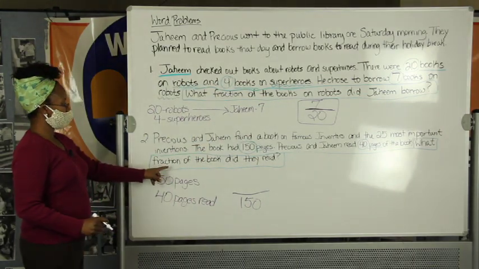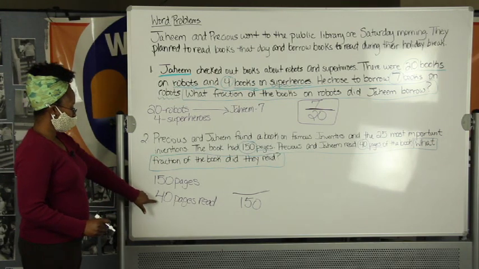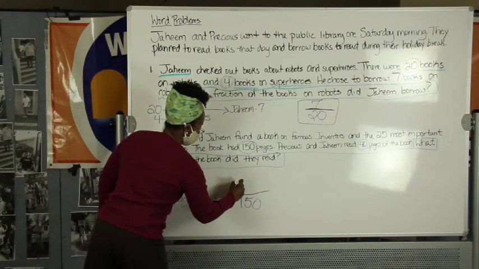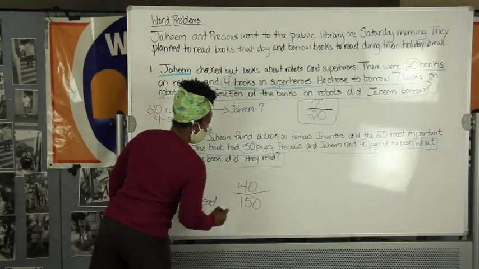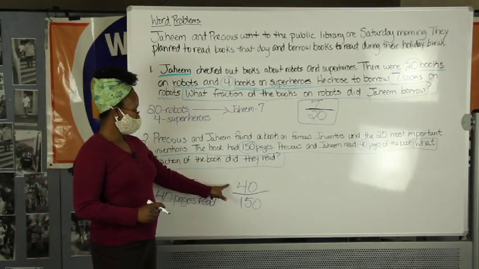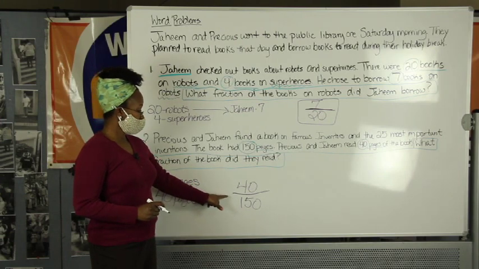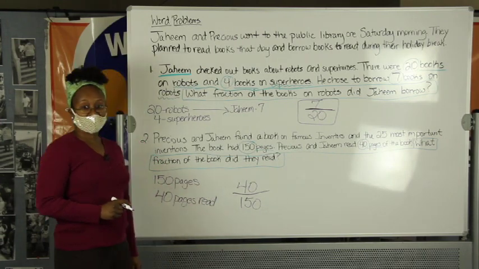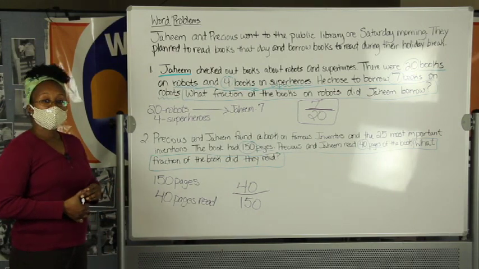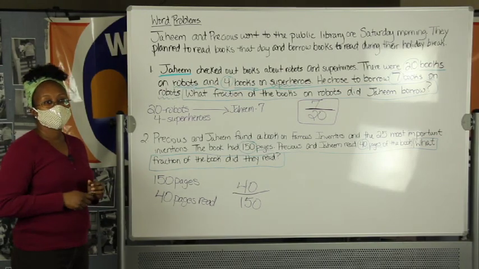And since they want to know the fraction of the book that was read, we know that they read 40 pages. So we're going to put 40 up here for the number of pages. So this fraction represents how many pages, how many of all of the pages they actually read. Okay? And that's how you solve that. I hope that worked out well for you. If it was a little tricky for you, keep trying, do more word problems.